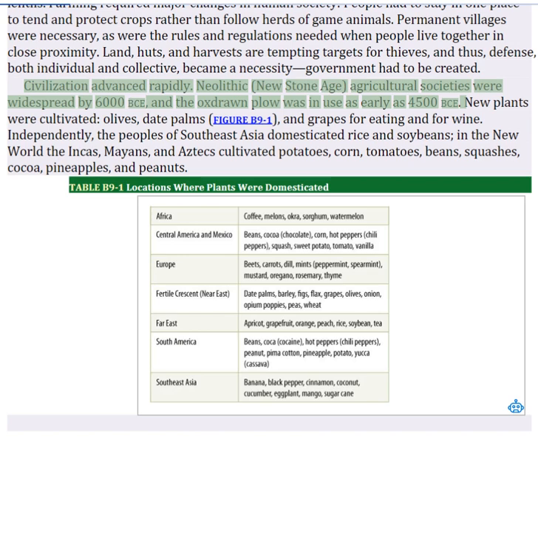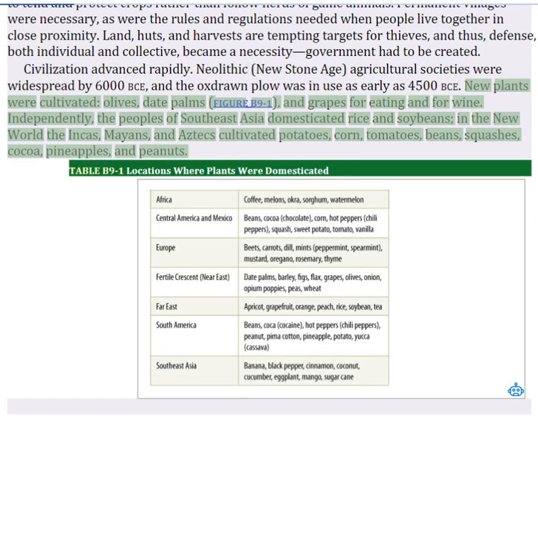Civilization advanced rapidly. Neolithic agricultural societies were widespread by 600 BCE, and the ox-drawn plow was in use as early as 4500 BCE. New plants were cultivated: olives, date palms, and grapes for eating and for wine. Independently, the peoples of Southeast Asia domesticated rice and soybeans. In the New World, the Incas, Mayans, and Aztecs cultivated potatoes, corn, tomatoes, beans, squashes, cocoa, pineapples, and peanuts.